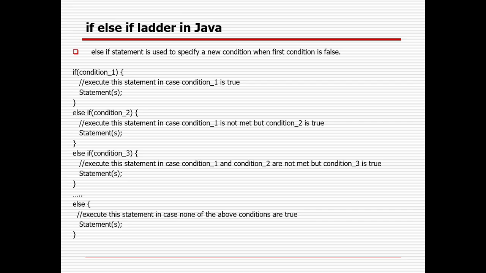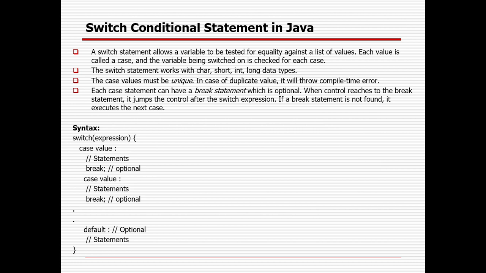Okay, the next one is the switch conditional statement. So it is also the last one. If is covered, if else is covered, nested if is covered, and else if ladder also covered. So switch is the last, fifth one from the conditional statements in Java. A switch statement allows a variable to be tested for equality against a list of values. So this is the syntax for switch. Switch expression, the case value. Here each value will be called a case, right? And the variable being switched on is checked for each case.